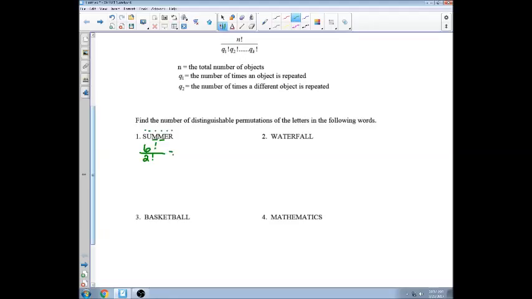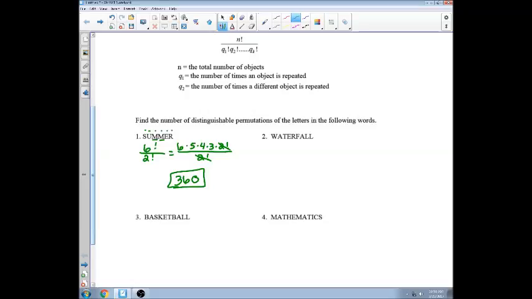So what I'm going to do is write this as 6 times 5 times 4 times 3 times 2 factorial. Remember that 2 factorial would be 2 times 1. I'm showing you this because it'll help later on when we get to some other situations. Okay? And I'm going to leave the denominator as just 2 factorial. Knowing what we know about fractions, I can get rid of the 2 factorial. So now I just have 6 times 5 times 4 times 3. 6 times 5 times 4 times 3 would be 360 different ways that you could write the word summer.